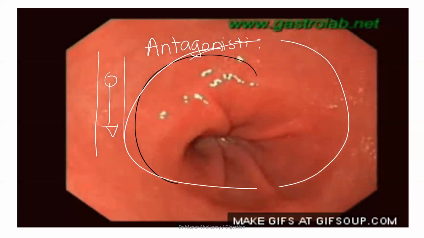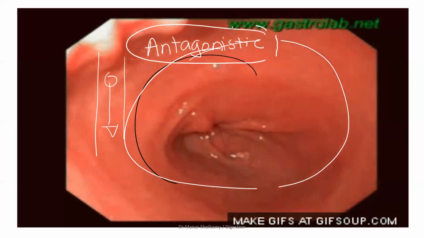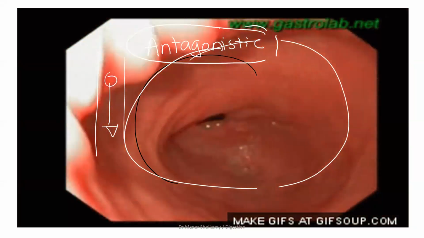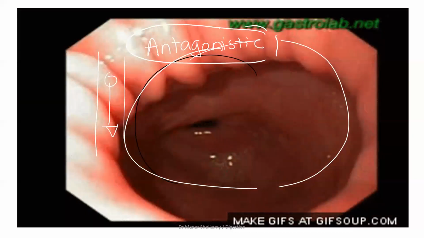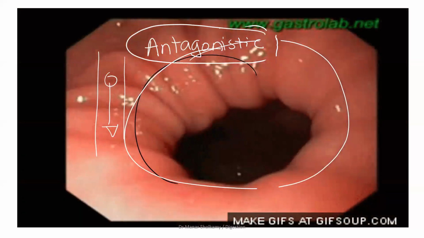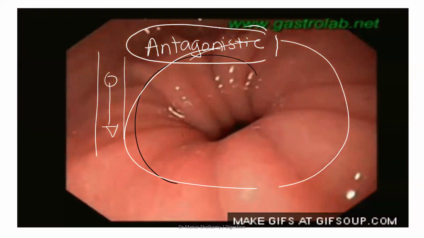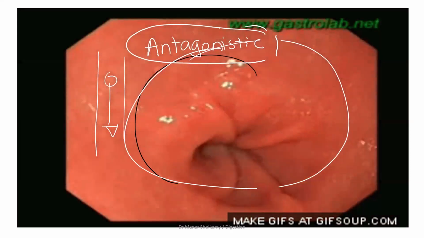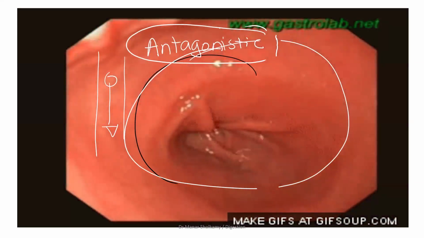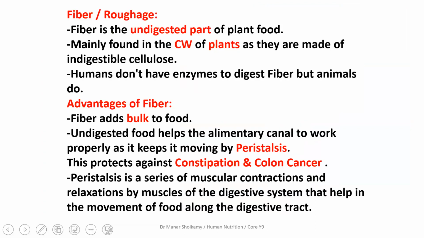Antagonistic. Antagonistic means muscles that work in pairs in opposite directions. One will contract and the other will relax. Does anyone have any questions? Okay, I hope it's clear.